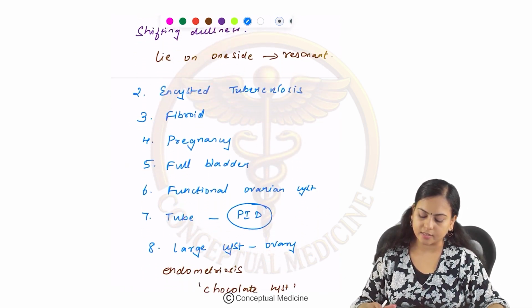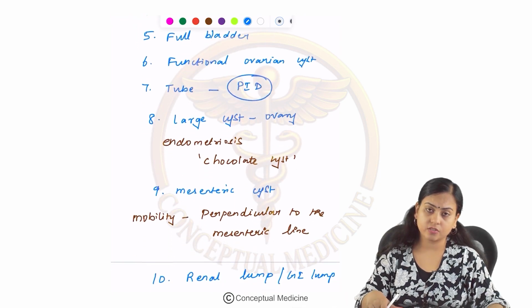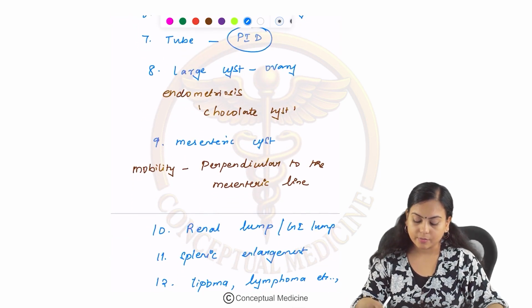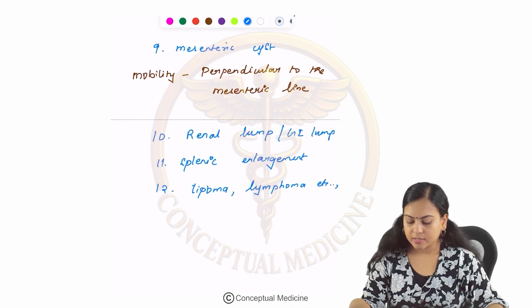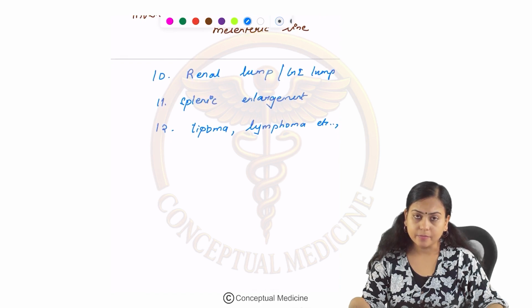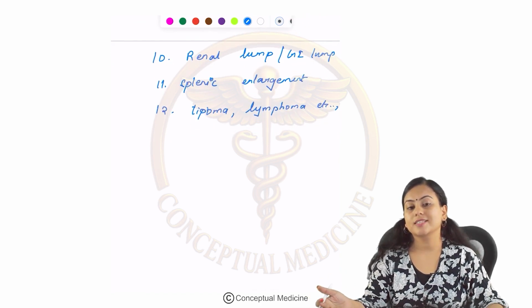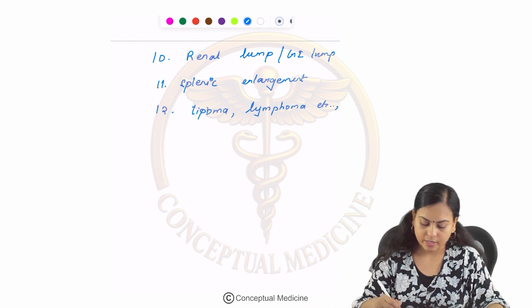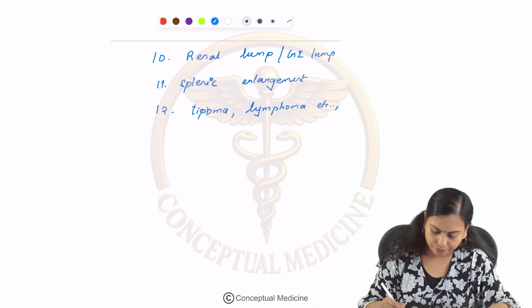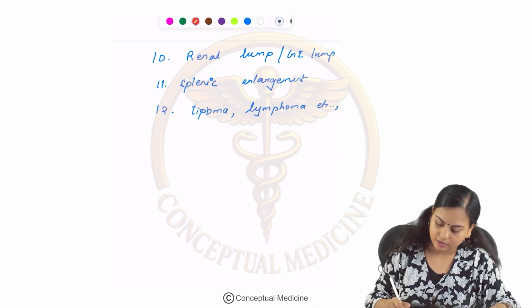It can be ascites, in-situ tuberculosis, fibroid, pregnancy, full bladder, functional ovarian cyst, or a sequelae of pelvic inflammatory disease, chocolate cyst, that is endometriosis, mesenteric cyst, renal lump or gastrointestinal lump, splenic enlargement, as well as lipoma or lymphoma. So, these differential diagnoses will be asked if you are given a mass abdomen question, right? Yes. Now, let's discuss ovarian cancer in detail.